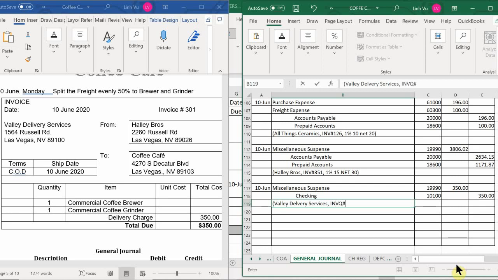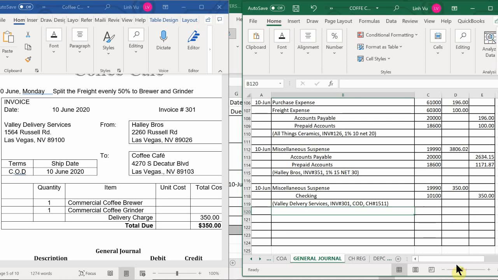with invoice number, so let's check this invoice number, 301. And I can say this was COD, and I paid with check number 1511. You could go ahead and say that this was delivered for the coffee brewer or coffee grinder. Miscellaneous expense, once again, is kind of vague, but that's okay. If you want to add in coffee brewer, coffee grinder, that's completely fine as well.